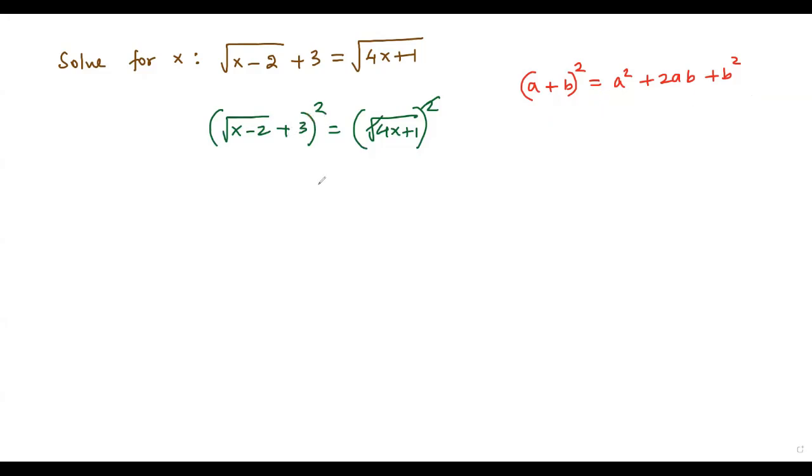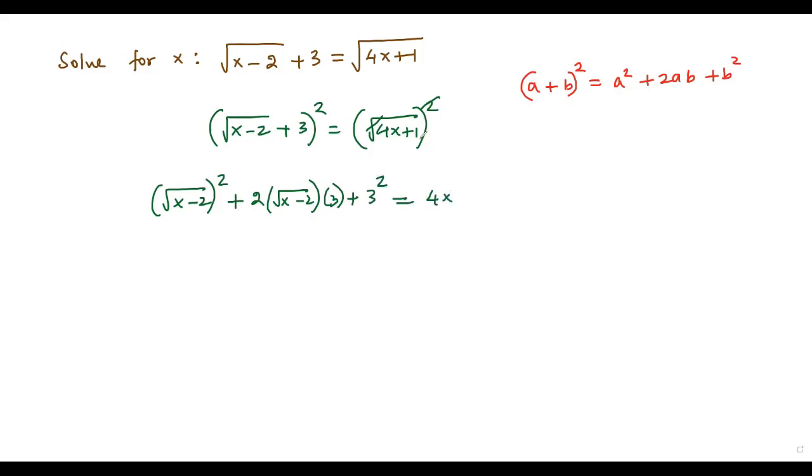When I expand the square of this binomial, I use this expansion. Here a has to be replaced by the square root of x - 2 and b has to be replaced by 3. So a square, that is the square root of x - 2 the whole square. Because we have a positive sign, we take positive 2 times ab. For a we have the square root of x - 2, for b we have 3, plus b square. Instead of b we have 3, so we put 3 square.